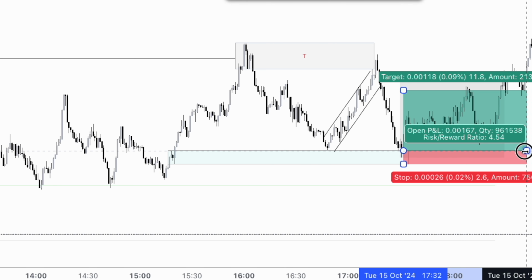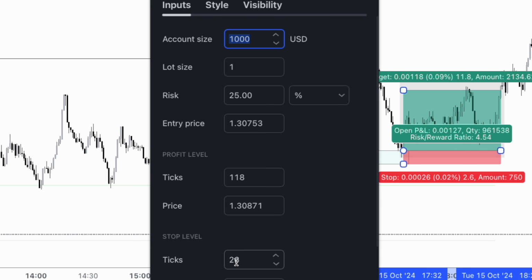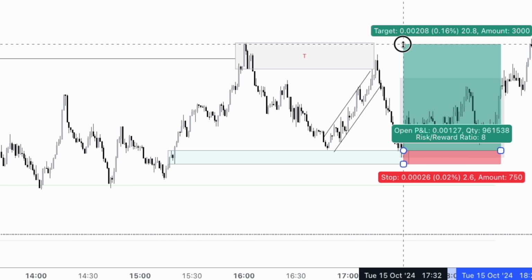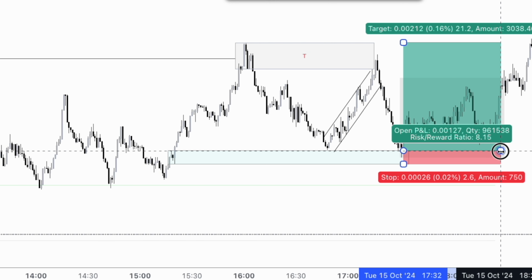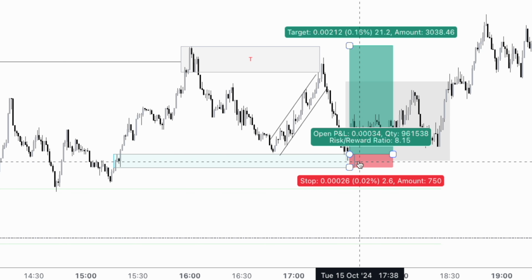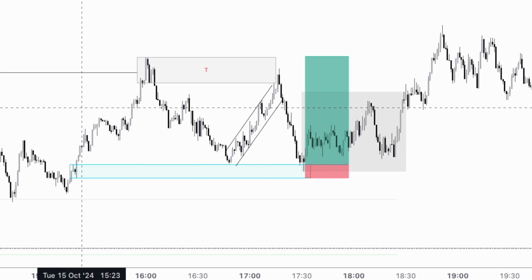This was a limit order with a stop loss of approximately 2.6 pips, and the target was this, approximately 8 hours. So if you missed this entry, you could have entered again.